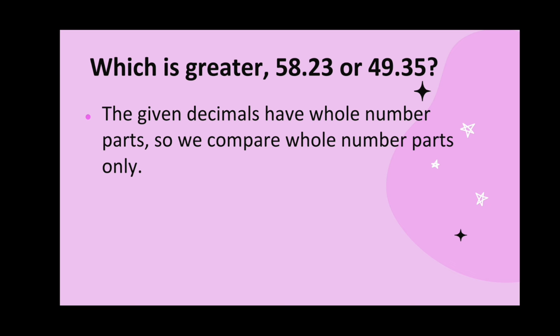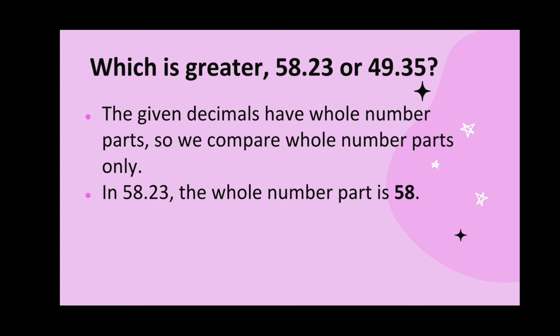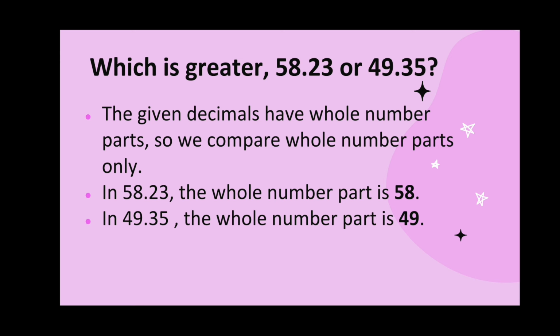The given decimals have whole number parts, so we compare whole number parts only. Katulad ng ginawa natin kanina dun sa unang example, dahil 3 doon ay may whole number parts, yung whole number parts lang ang ating ikinumpara, kaya nalaman natin kung ano doon ang largest number. In 58 and 23 hundredths, the whole number part is 58. In 49 and 35 hundredths, the whole number part is 49. As such, 58 is greater than 49.